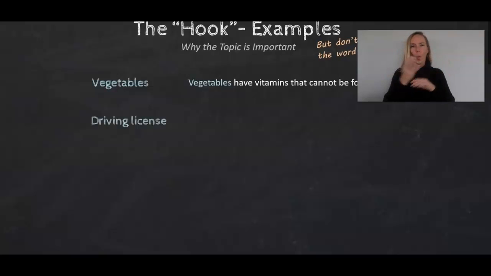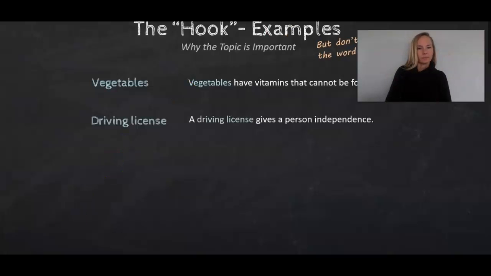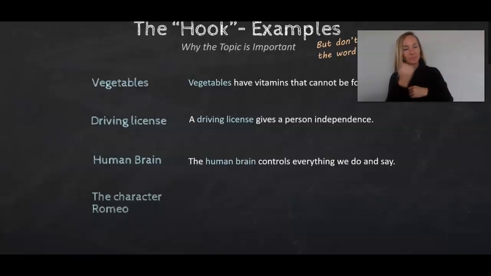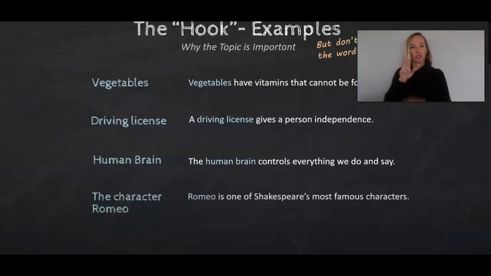If you were writing about a topic like a driving license, this could be a good hook. A driving license gives a person independence. If you have a scientific topic like the human brain, you could begin your essay like this. The human brain controls everything we do and say. And finally, if you're writing an essay about a topic in literature like the character Romeo, you could begin your essay with this sentence. Romeo is one of Shakespeare's most famous characters.